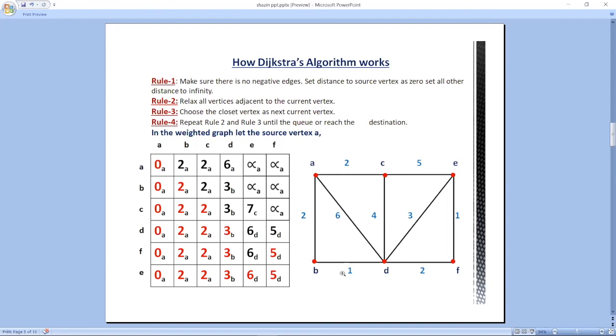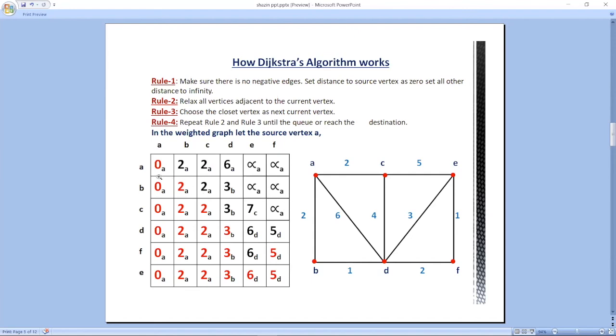B to D there is a direct way, so if we travel from B to D we need to travel 1 unit. As I said before, we already visited B. If we want to find vertex B, we already traveled from A to B 2 units. So 2 plus 1 will be 3, 3 units from B. From B vertex to E, there is no direct way, so we put the value as infinity from A, and B to F, there is no direct way, so we put the value as infinity from A.